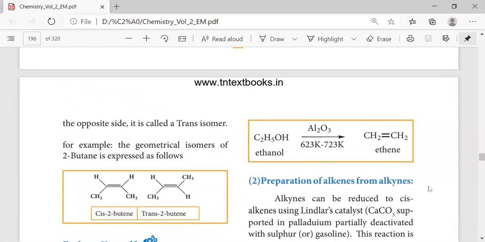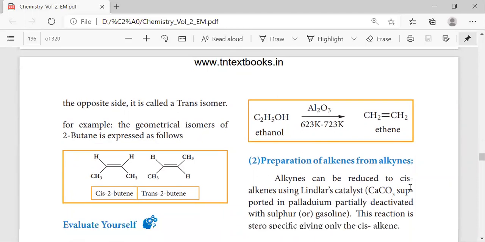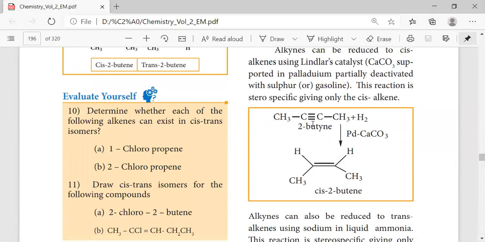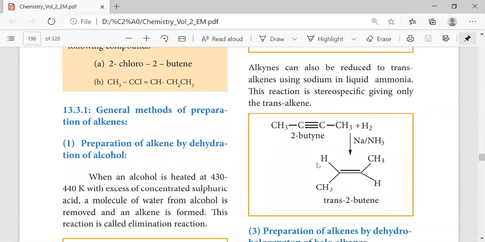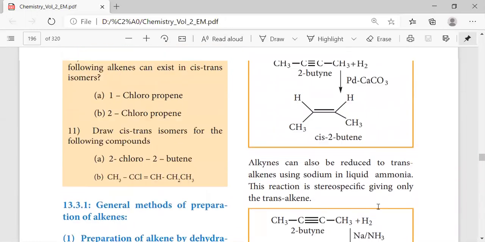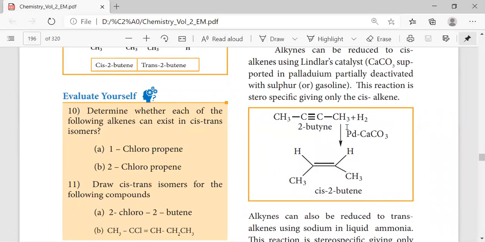Now, preparation of alkene from alkynes. Alkyne is an unsaturated compound with a carbon-carbon triple bond. Here the bond gets cleaved so that we get cis-2-butene. This is geometrical isomerism. Again, the alkyne gets reduced with sodium. Here it is partially deactivated with sulfur, otherwise known as Lindlar's catalyst, and it takes place with palladium on calcium carbonate.